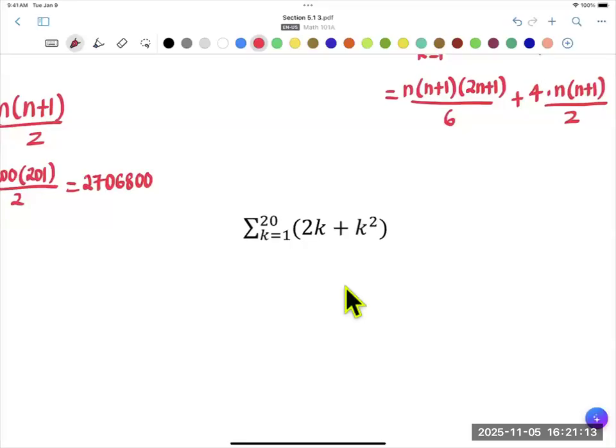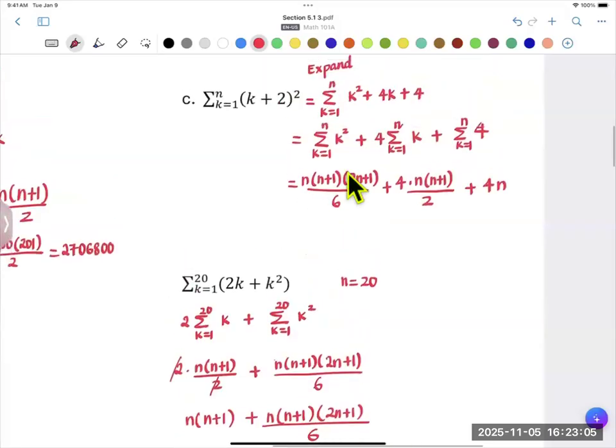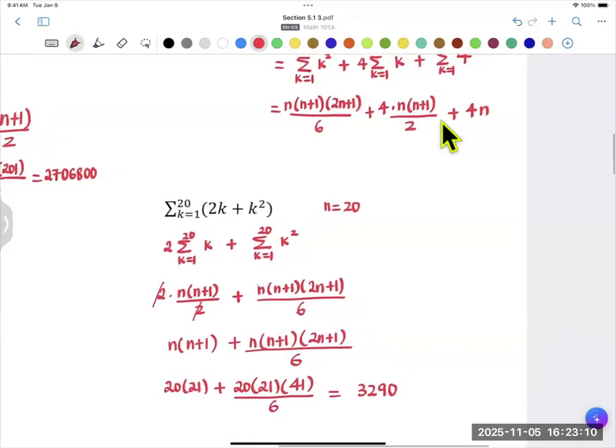And you can try the last one on your own and compare the answer at the end of this video. For the previous one, maybe you want to simplify 4 divided by 2, which becomes 2, if you want to. So you're going to have n times (n plus 1) times (2n plus 1) over 6, plus 2n times (n plus 1), plus 4n. Okay, that should be your final answer. And this is the answer for the previous problem.